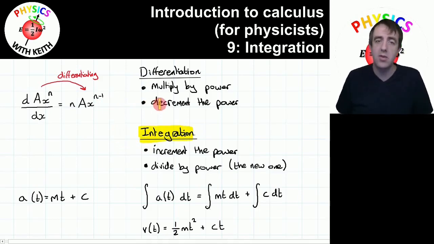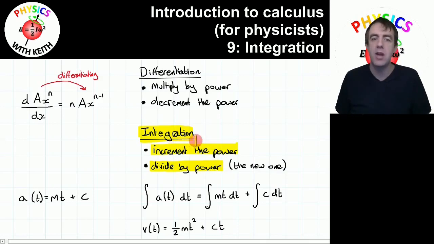The last thing we did was decrement the power, so instead we're going to increment the power. That means increase it by 1. And the first thing we did was multiply by the power, so we can do the opposite. We can divide by the power. Well, it's the new power. It's the power that's been incremented.